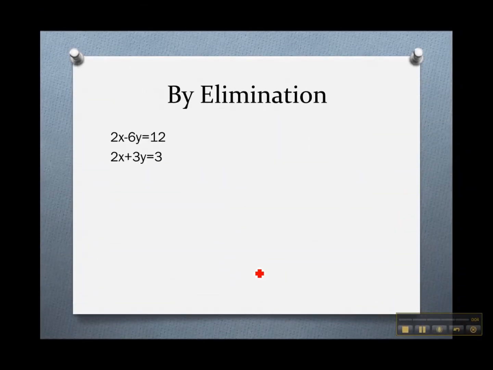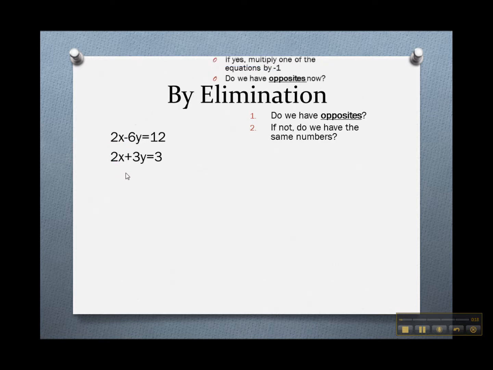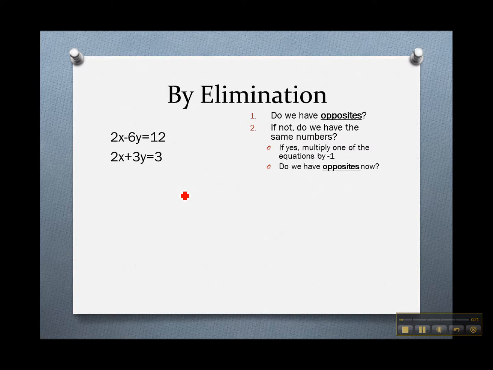And the next thing would be to ask yourself if we have opposites, and in this one we don't, because 2 and 2 are not opposite, they're the same number. So if not, do we have the same numbers? The answer is yes. I have a 2 and a 2. So if yes, multiply one of the equations by negative 1 and ask yourself if we have opposites then. So it doesn't really matter. I'm going to go ahead and multiply this by negative 1 just because it has smaller numbers.